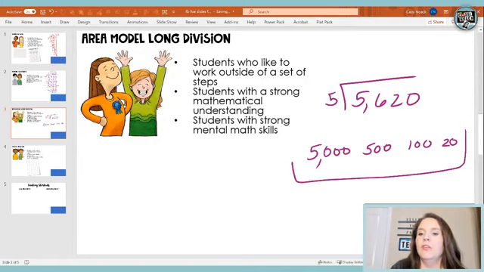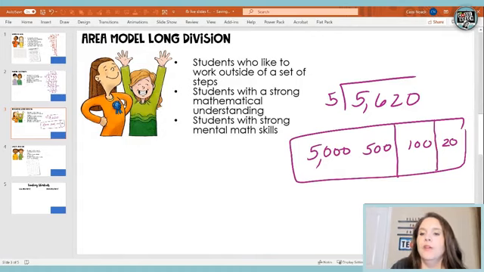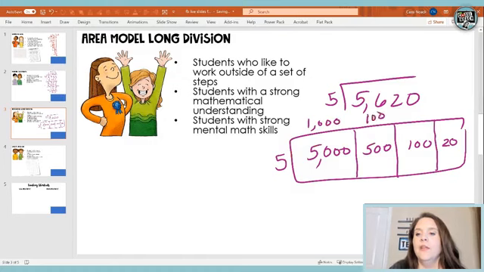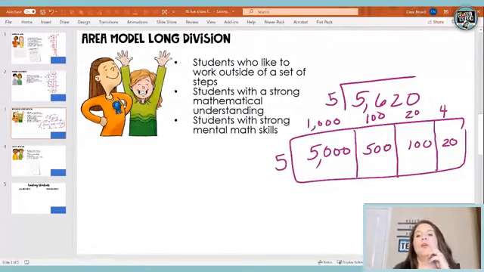And now the area model just breaks these parts into pieces, and then divides each piece by the divisor. So how many times will 5 go into 5,000? This is 100, and this is 20, and this is 4. So once you have your partial quotients, you just add them up again to find the answer.